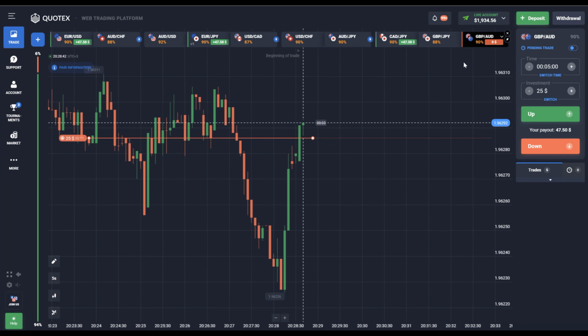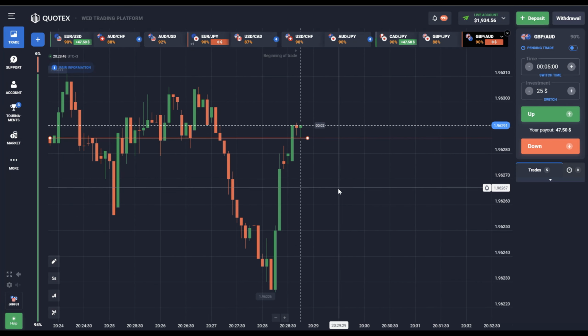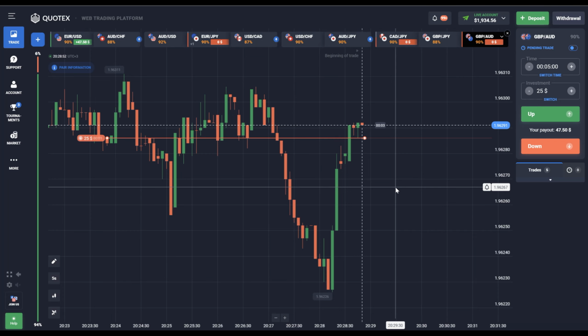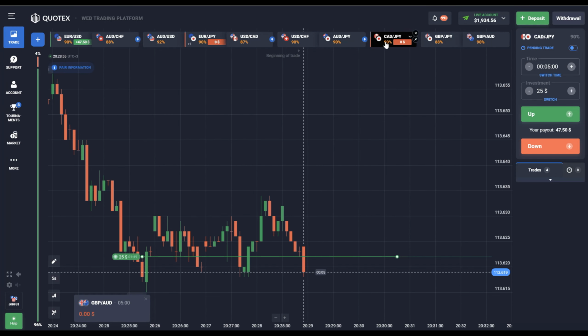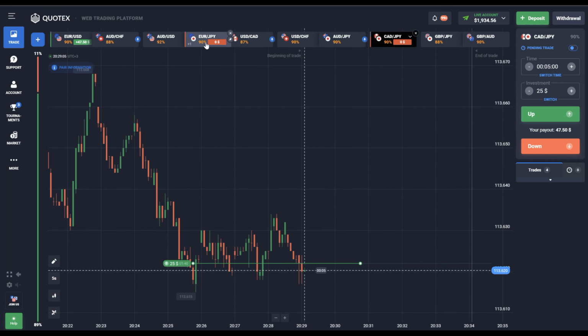The British pound and Aussie pair was clearly in profit, but the price suddenly reversed, and now there are just 5 seconds left. Let's see exactly what happens next. No, it's a loss after all. Terrible trading session. Well, not exactly terrible, but it could have been better.